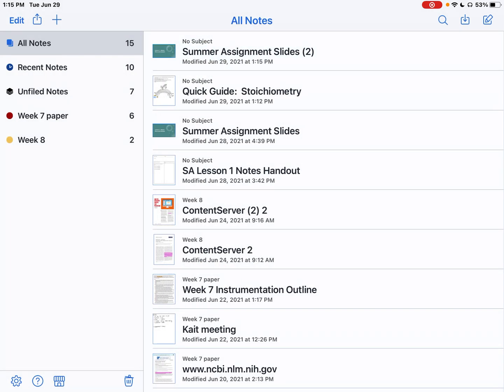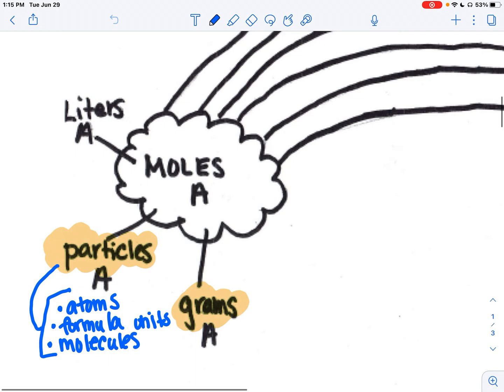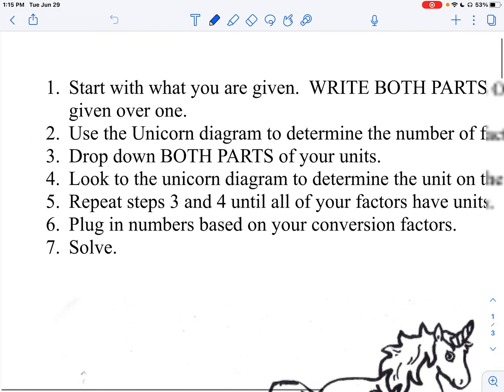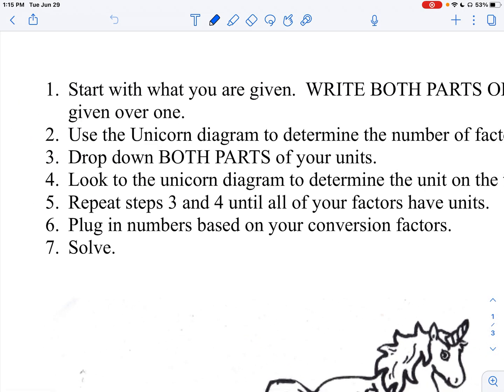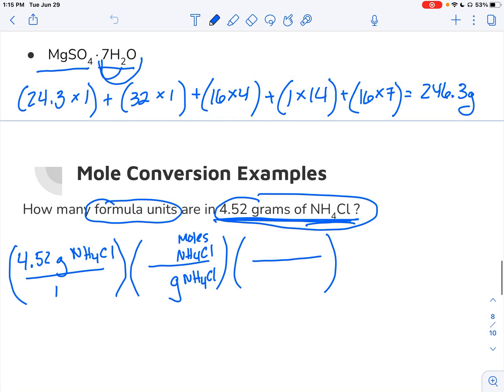And then step number 5 says, keep repeating steps 3 and 4, until all of your factors have units. So step 3, drop down. Step 4, figure out what goes on the top. So we're going to put moles of NH4Cl on the bottom. And then the unit that goes on top, you can either look to the diagram and figure out where you went next, which we went to particles, or you can just write what you're looking for, because what you're looking for should always go on the top of the last factor.